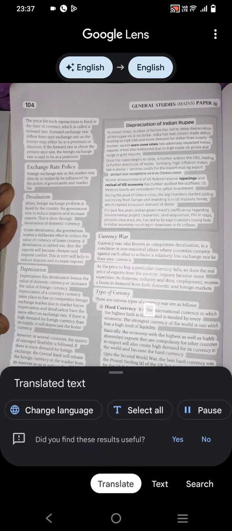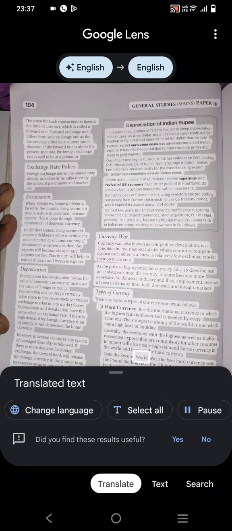Hard currency. It is the international currency in which the highest faith is shown and is needed by every economy. The strongest currency of the world is one which has a high level of liquidity. Basically, the economy with the highest as well as highly diversified exports that are compulsory for other countries to import will also create high demand for its currency in the world and become the hard currency.